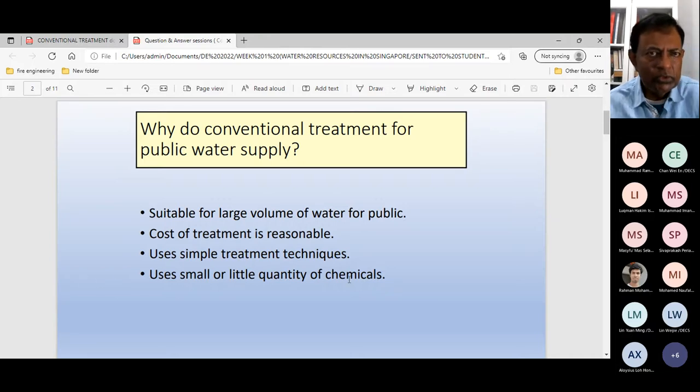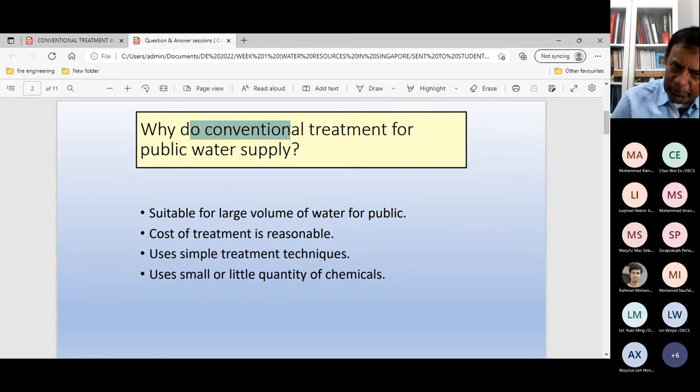As I told you, the cardinal rule of water treatment is that if you are able to treat the water by natural means, which means by natural sedimentation, and using very little chemicals, okay, so that makes the process easier. Because of the larger volume that you are going to treat, it must be cost effective. Okay, so these are the four reasons why Singapore and the PUB still continue to operate conventional treatment plants.